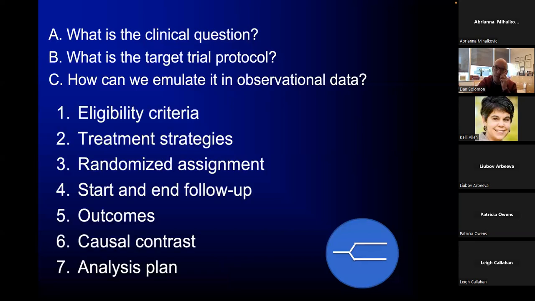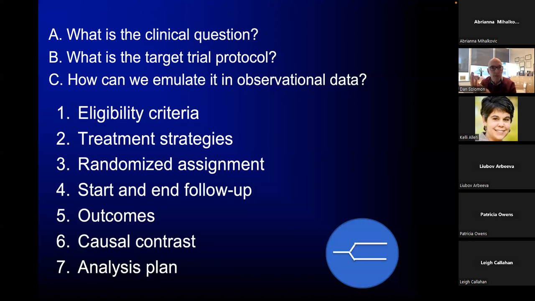And that means that we have to spell out the eligibility criteria. What are the specific treatment strategies we're going to compare? How do we think about randomizing the assignment? And obviously in observational data, it's not randomized. So we have to think about how that assignment to a given intervention, a given drug happens, and whether there are certain biases that likely confound that assignment. We have to think about the beginning, the start, and the end of follow-up. Oftentimes we talk about the start of follow-up as the index date, time zero.